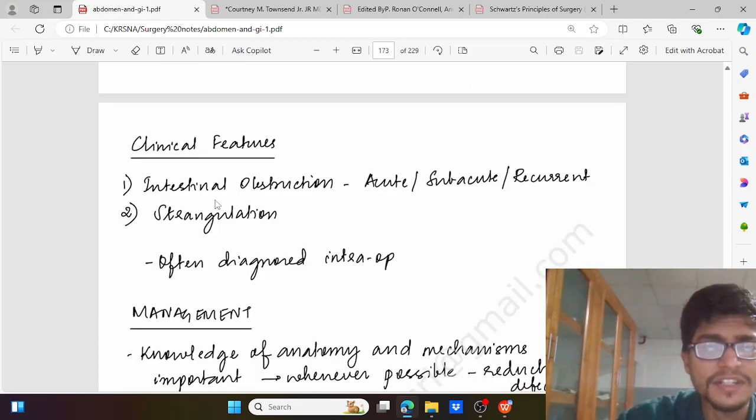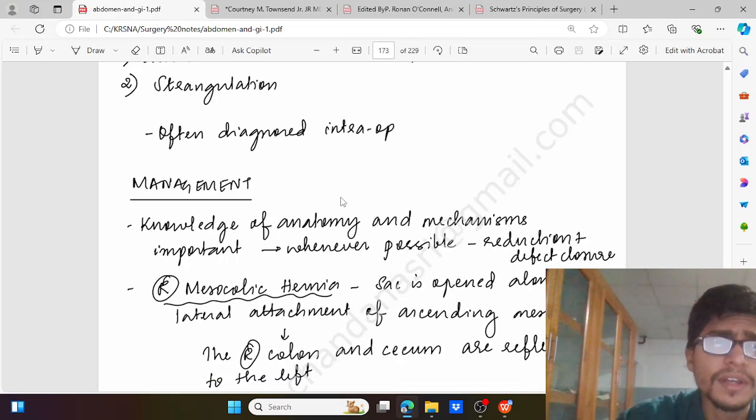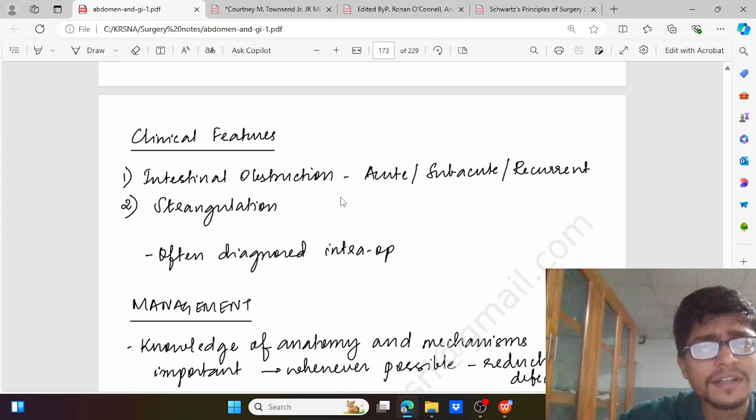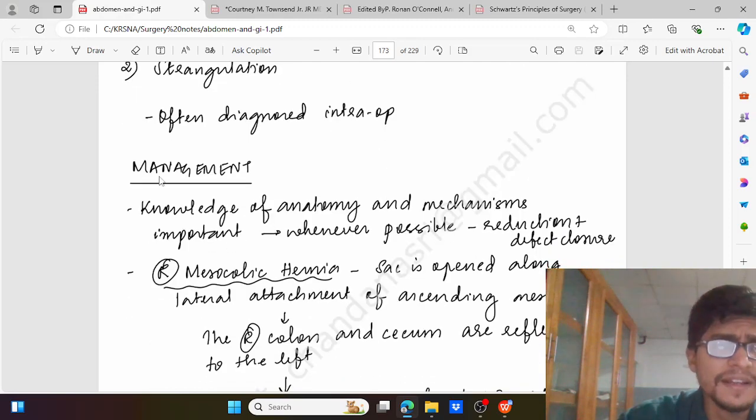Now the clinical features: it may present as obstruction, which could be acute, subacute or recurrent, and can cause strangulation. The diagnosis is generally made intra-operatively, but can sometimes also be diagnosed with imaging, through a contrast enhanced CT scan.